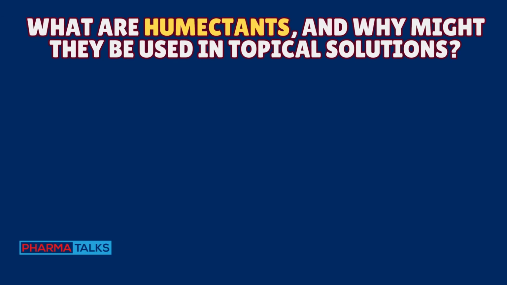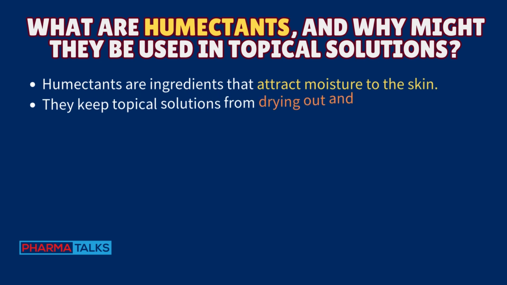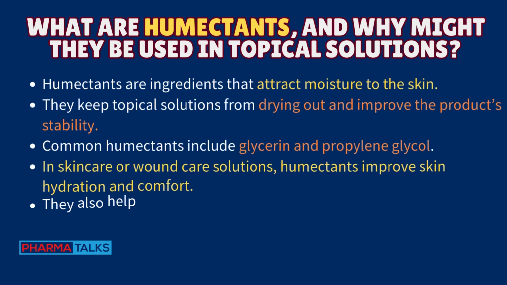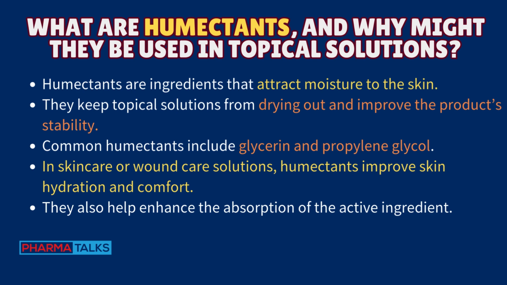What are humectants, and why might they be used in topical solutions? Humectants are ingredients that attract moisture to the skin. They keep topical solutions from drying out and improve the product's stability. Common humectants include glycerin and propylene glycol. In skincare or wound care solutions, humectants improve skin hydration and comfort. They also help enhance the absorption of the active ingredient.